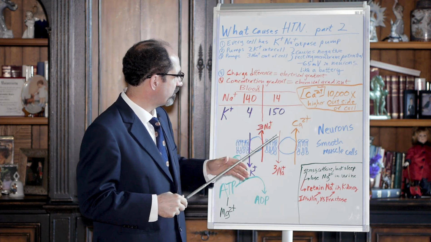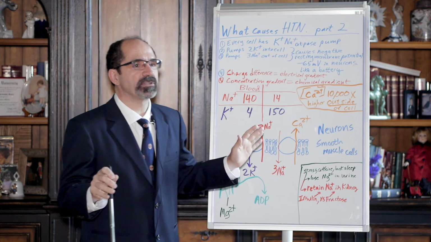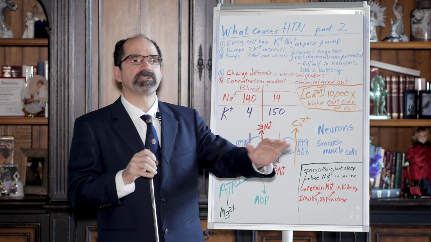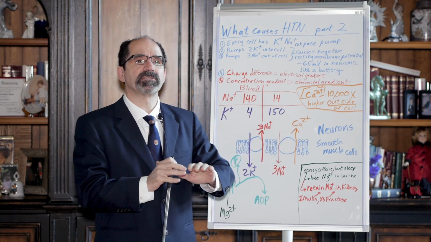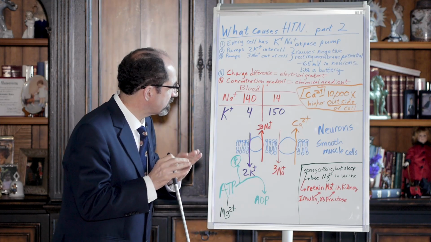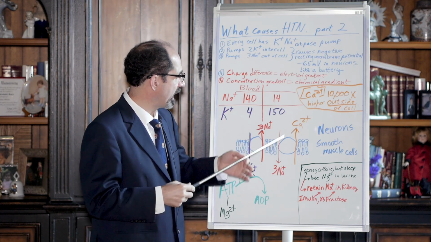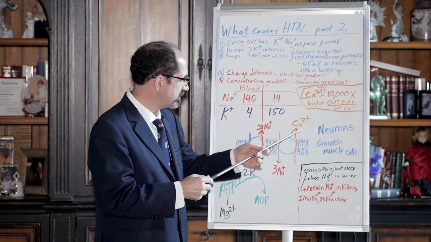Okay, so a cell is very careful that if it does not want to contract or it does not want to fire an action potential, it tries to keep cytoplasm concentration of calcium as low as possible, okay? And that is a very essential point. And it does it with this plasma membrane sodium-calcium exchanger, NACA.